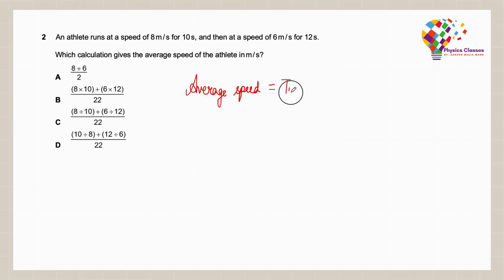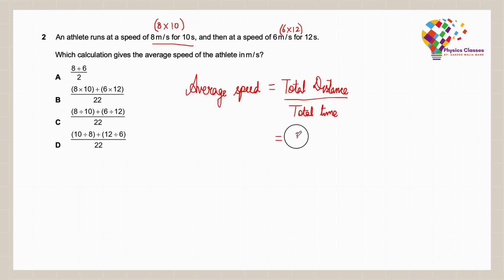So, to find out the total distance, first let's look at how much the athlete runs in the first 10 seconds, which would be 8 times 10, because distance is given by speed multiplied by time. So, 8 meters per second multiplied by 10 gives me the distance covered in the first 10 seconds. Then, for the next 12 seconds, the distance covered is 6 times 12. Therefore, the total distance becomes 8 times 10 plus 6 times 12, and the total time becomes 10 plus 12, that's 22. And hence, if I look at the options, I can say that option B is correct.